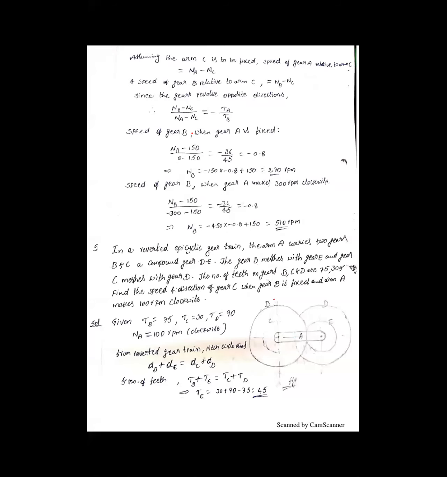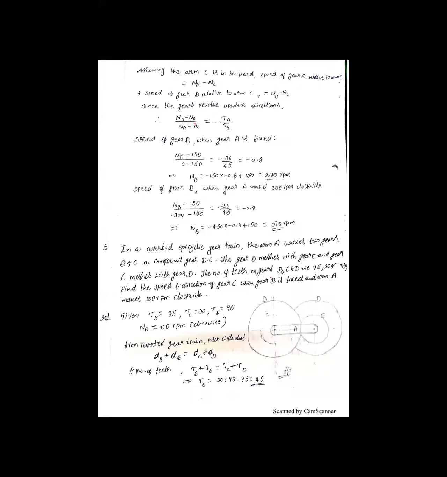Now we go to the tabular column method. You should approach it with the tabular column method. So draw the table. Our first column is the condition of motion, and the other columns are those elements. How many elements? Five elements. In this, we record the revolutions of all the elements.